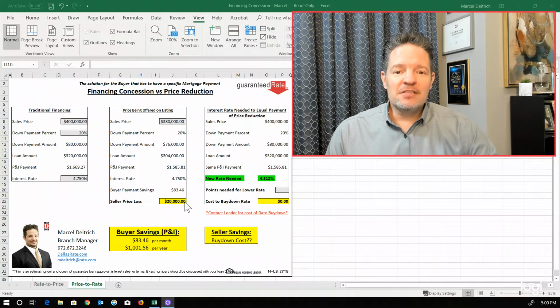So here's the solution. This calculator will show you what the interest rate needs to be to have the exact same monthly payment as if that price reduction had occurred, while keeping the purchase price the same. In this case, it ends up being 4.312%.